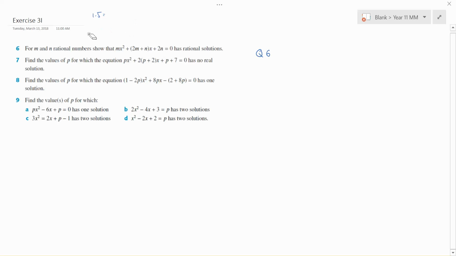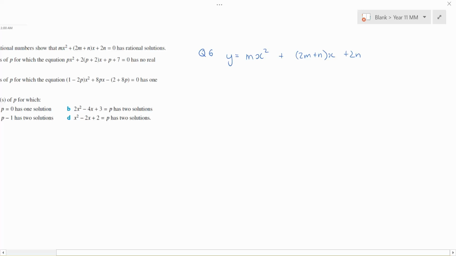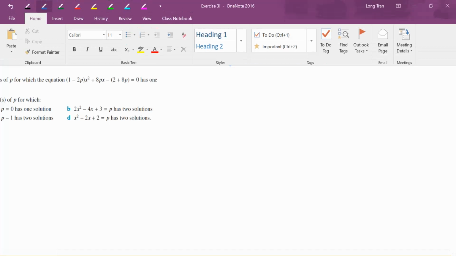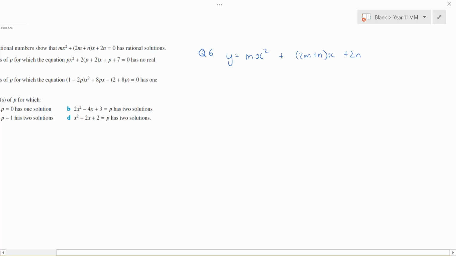Now it says for m and n that are rational numbers, show that mx squared plus (2m plus n) times x plus 2n, and I'm just going to write y equals 0, this is your equation, has rational solutions. So your answer should not have a surd. Irrational numbers are the ones with surds and whatnot. If we know it's going to be rational, we just have to prove it.